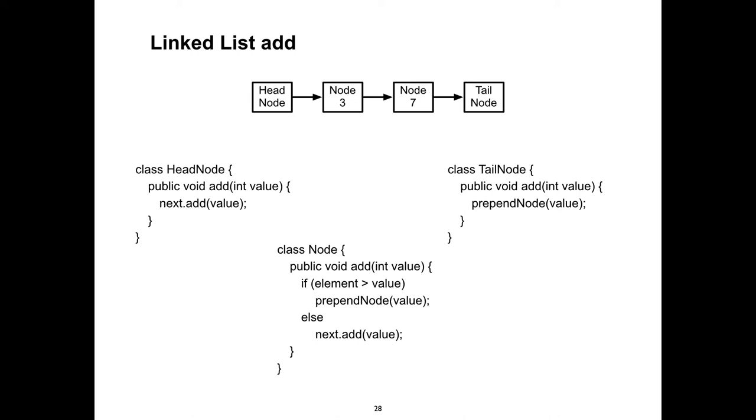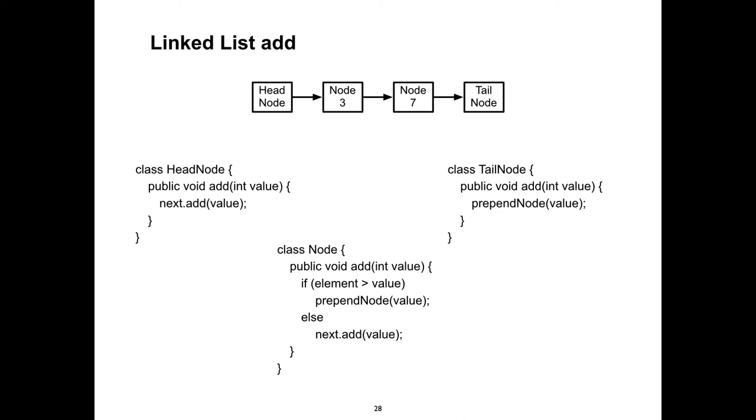Another example doing the same thing. Now I want to add something to a linked list. So what do I do? Well, what does the head node do when you get an add method? It's like, okay, I'm a head node, so I'm always first, so nothing will be before me, so I'm going to ask whatever comes after me to add this thing, right?